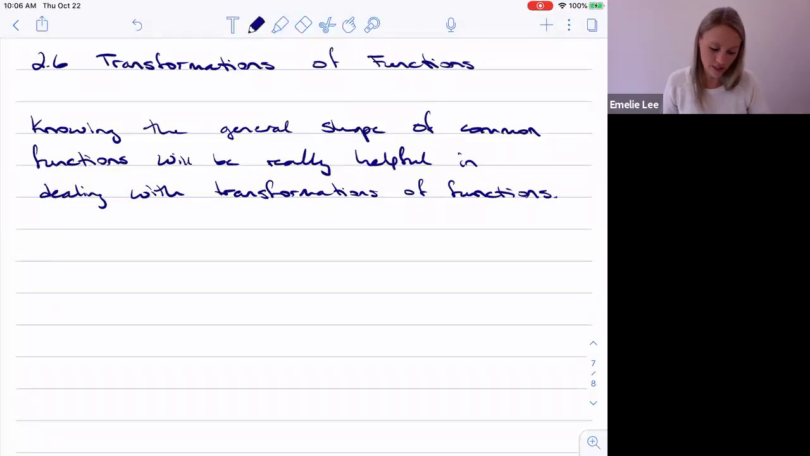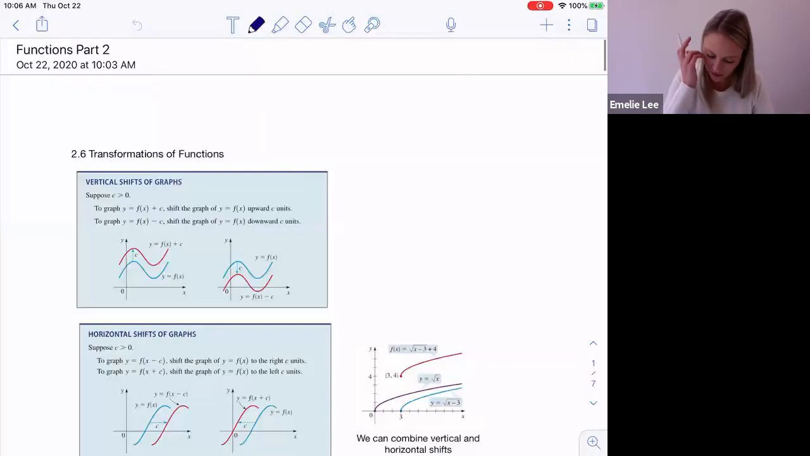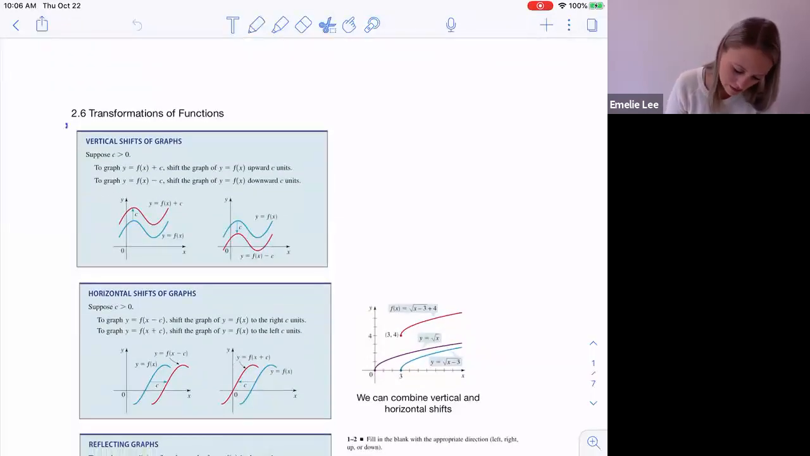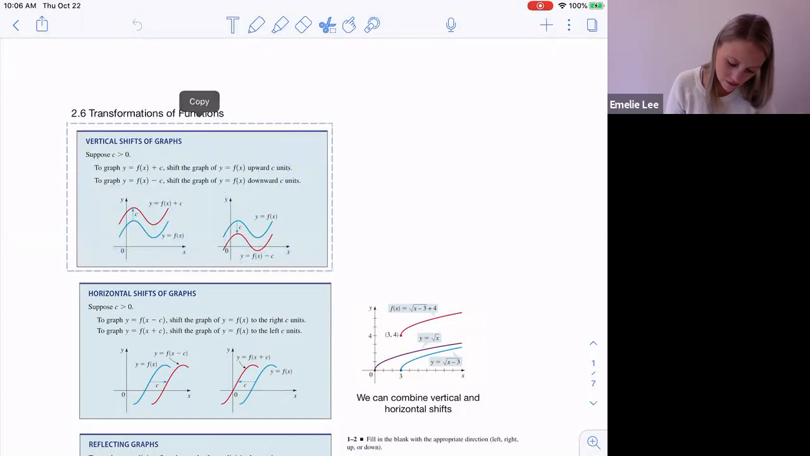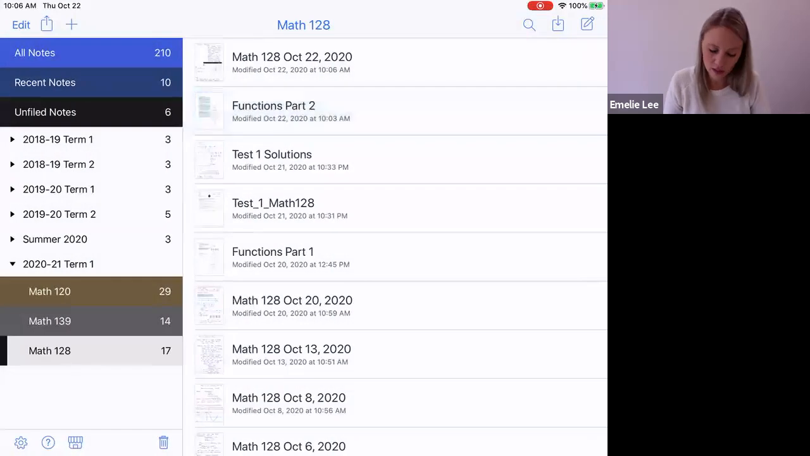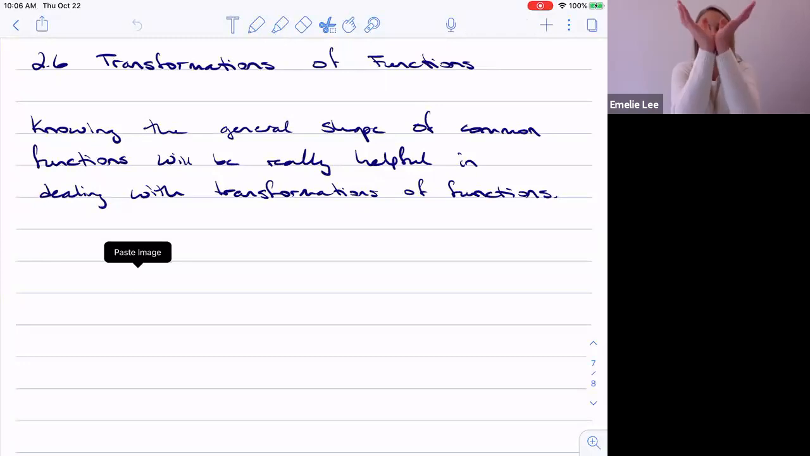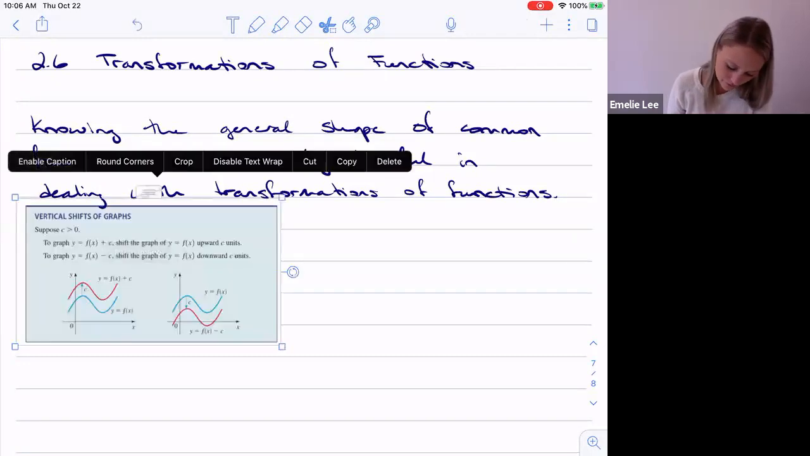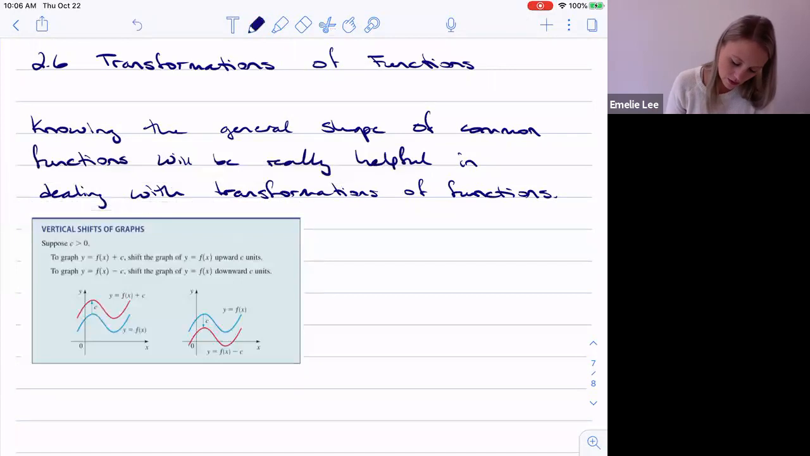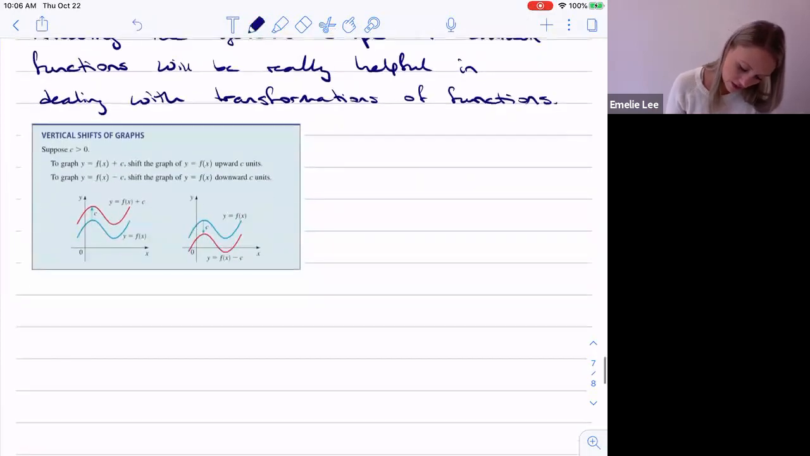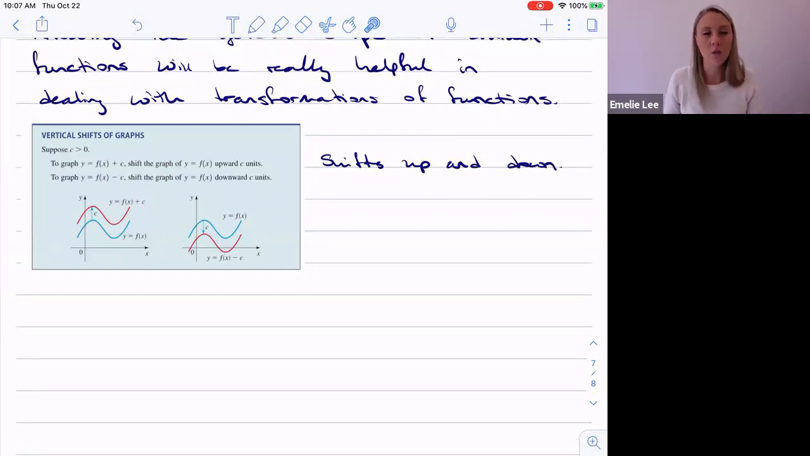So, for example, we've got all these little blurbs here. First thing we're going to talk about is vertical shifts, right? So shifts up and down. Okay, so let's talk about, well, up and down.